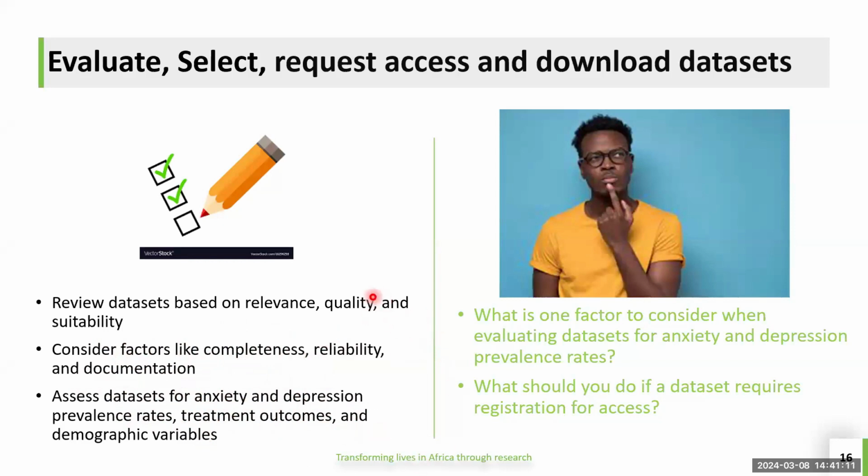To the right, I've got a couple of questions. What is one factor to consider when evaluating datasets for anxiety and depression rates? Or perhaps we could rephrase it to say, what are the factors to consider when you are evaluating a dataset for anxiety and depression? What should you do if a dataset requires a registration process? So you're searching, you find out that this dataset requires you to register. What should you do? Or if it says restricted access.